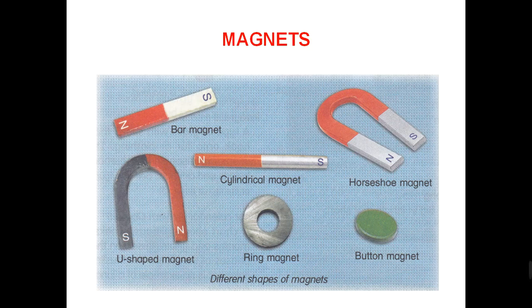So these are the different types of magnets. Bar magnet, cylindrical magnet, horseshoe magnet, button magnet, ring magnet and U-shaped magnet. Most of the magnets have two poles, that is north and south poles.